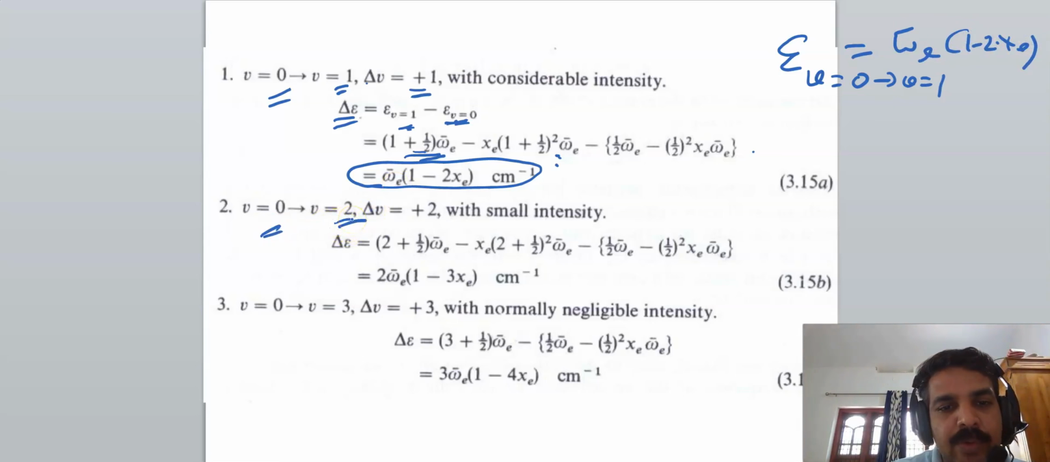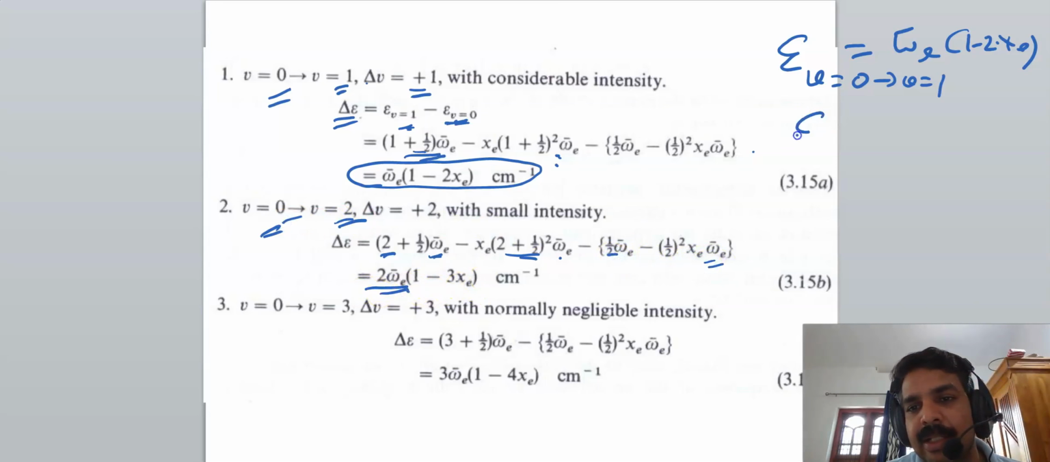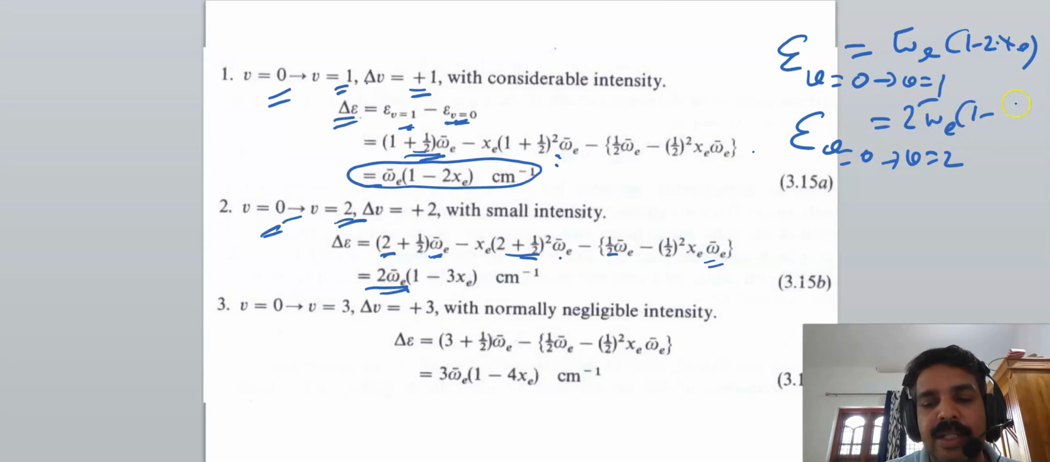The energy is equal to, substituting 2 here, (2 + 1/2)ω̄e minus (2 + 1/2)² ω̄e xe, minus the v = 0 term, that is 1/2 ω̄e minus 1/2 ω̄e xe. By solving this, we get 2ω̄e(1 − 3xe), that is E for v = 0 to v = 2, the first overtone. We get 2ω̄e(1 − 3xe).